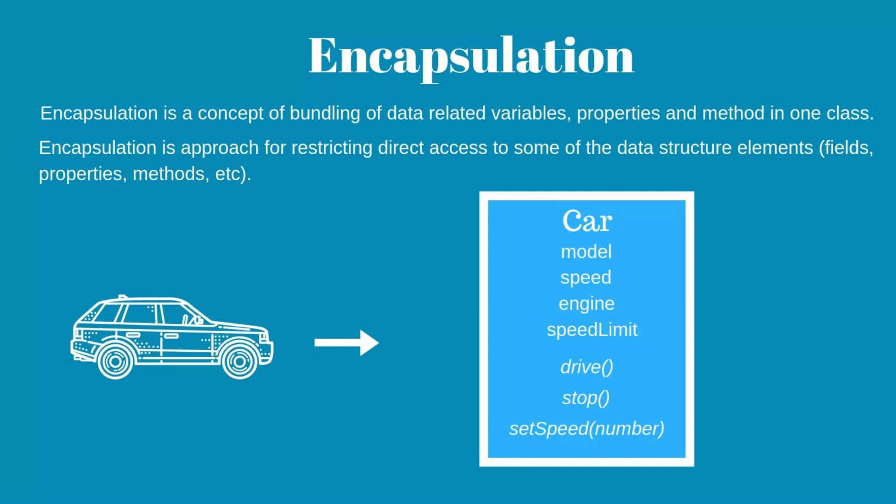Encapsulation is an approach for restricting direct access to some of the data structure elements, like fields, properties, or methods. Let's look at an example. We have a real-life component, a car. Using the abstraction principle, we can define the context of data that would be needed in our application. In this case, we will need car properties like model name, current speed, max speed, and a Boolean engine property that will be responsible for the state of whether the car is turned on or off.